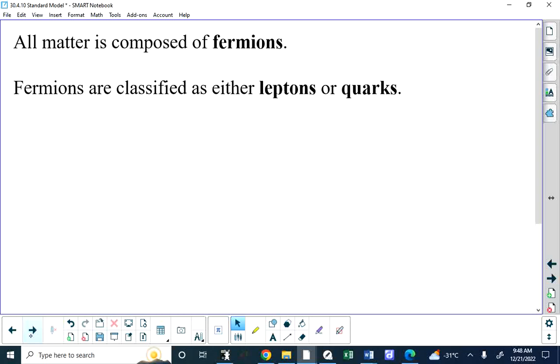So you need to know that all matter is composed of stuff called fermions, and there are two types of fermions, leptons and quarks. I will tell you right now the fundamental difference between a lepton and a quark. Quarks get together with other quarks to form more complicated particles. Leptons exist on their own, basically.